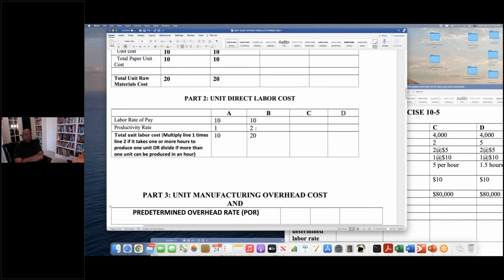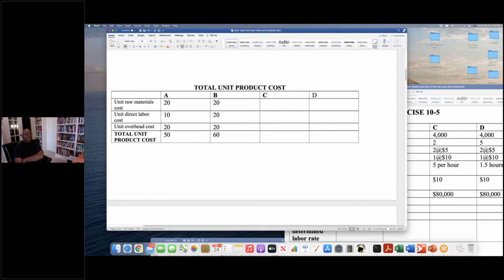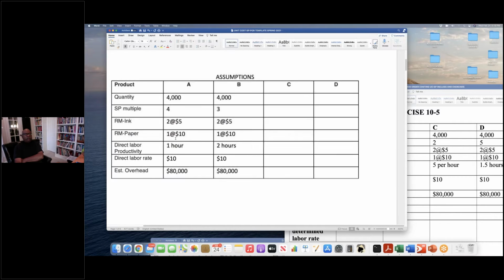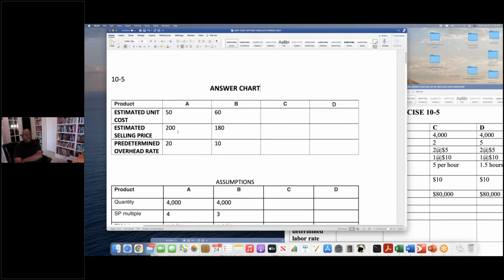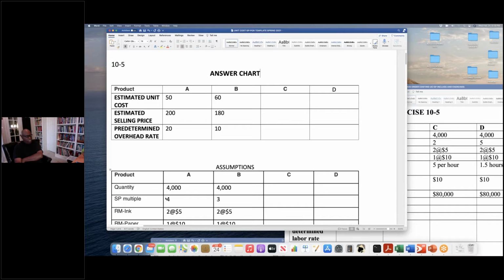Okay. Then once we get those items in and get the total cost, 50, we move that up here to estimated unit cost. To get our selling price, we simply multiply the selling price multiple times that unit cost, and we get 200.